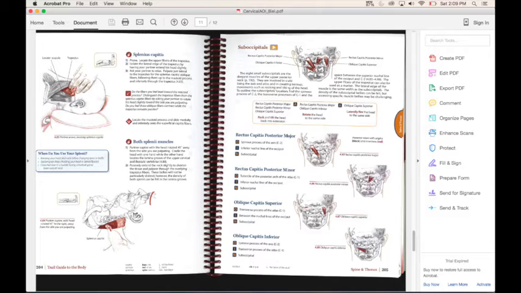Obliquus capitis superior. Originates from transverse process of C1. Inserts between superior and inferior nuchal lines. Actions: rock and tilt head into extension and ipsilaterally flexes the head.